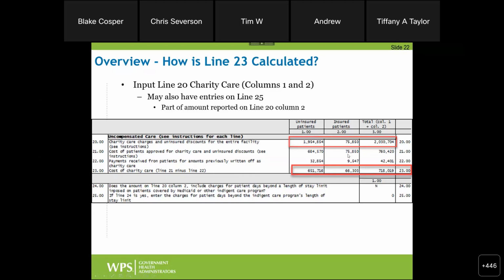But the point I wanted to make is that insured patients, for the most part, are not subject to the cost to charge ratio. There's one exception to that I'll bring up a little bit later on, and it deals with lines 24 and 25.